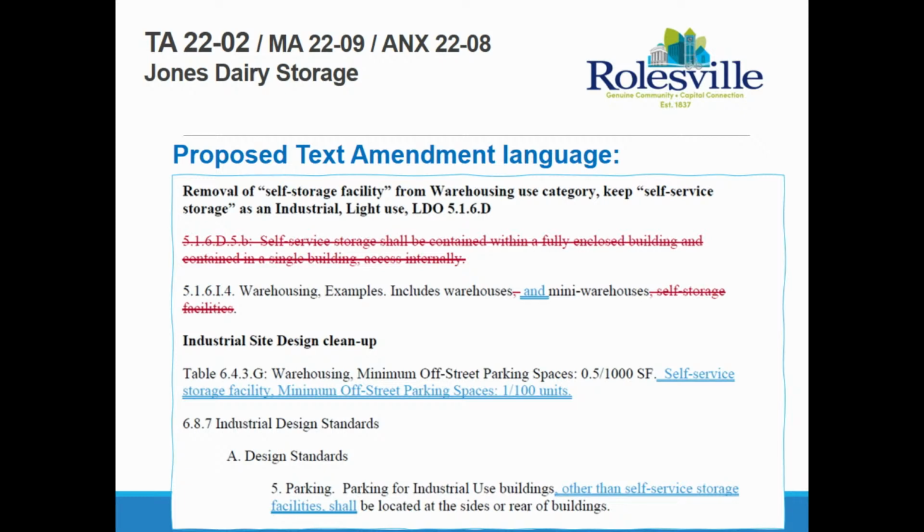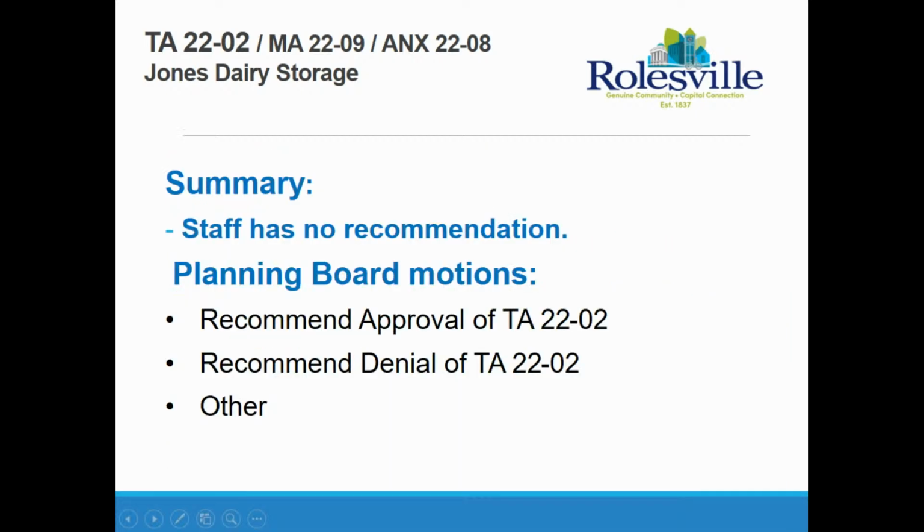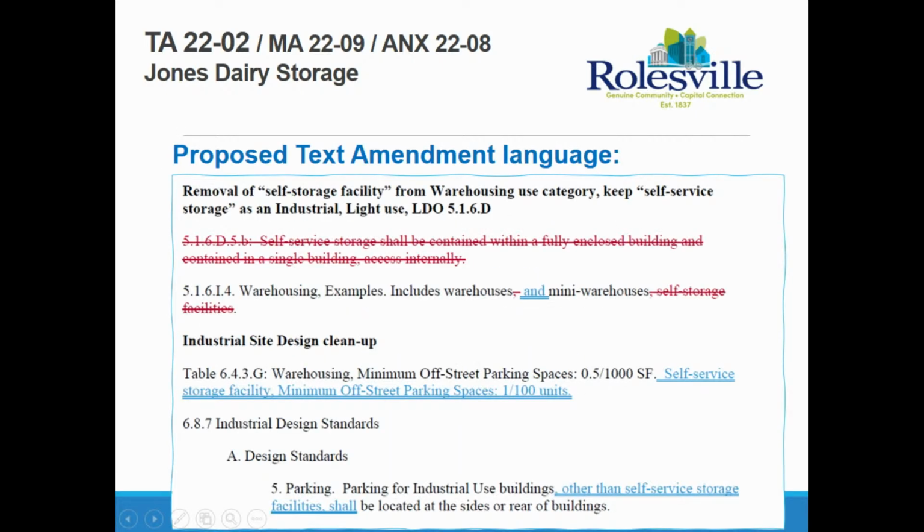Here, as is included in your packet, is the applicant's text amendment language. It is rather short and simple, to the point, striking the word self-storage facility from the warehousing use and then keeping it under the industrial. So the duplication of the two uses would be muted by this, and it would stay under the industrial light use. There are some cleanups here at the bottom.